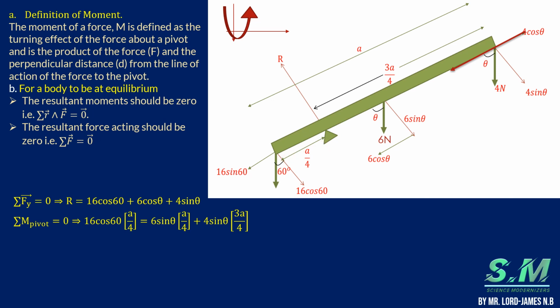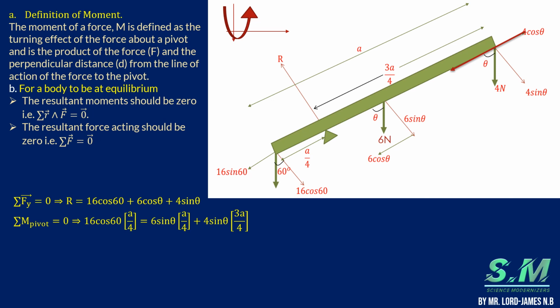So let's identify if we have another anti-clockwise force with respect to this pivot. We see that 6 sine theta is going to cause this body to move in a clockwise manner, likewise 4 sine theta. So the only anti-clockwise force here is 16 cos 60, and from the principle of moments, for the sum of the moments in that system to be 0, the sum of the anti-clockwise moments should be equal to the sum of the clockwise moments. So we get that 16 cos 60 times a divided by 4, which is this force times this perpendicular distance, the only anti-clockwise force, should be equal to the sum of the clockwise moments.